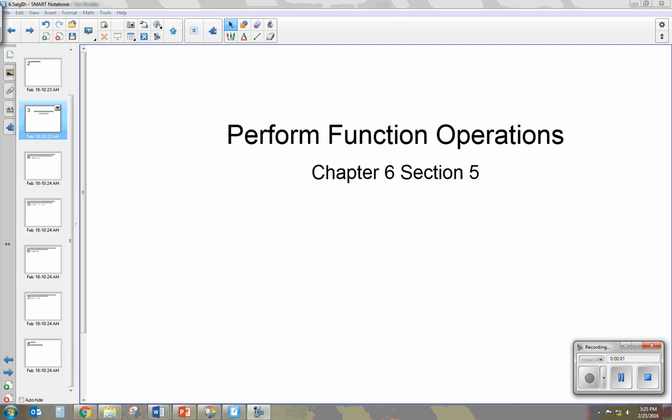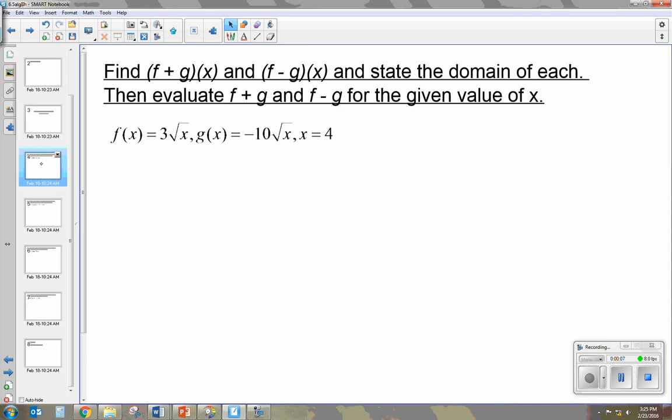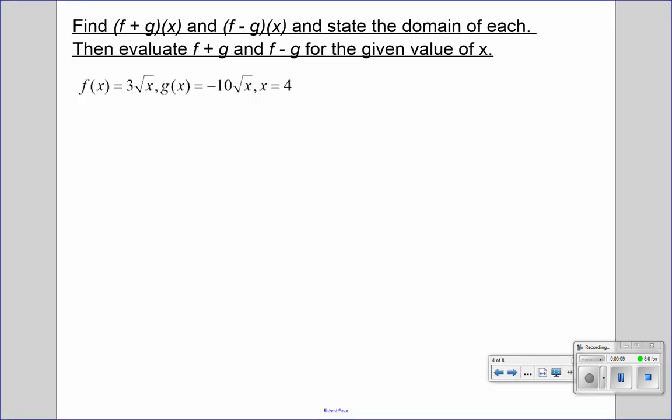Today I'm going to be talking about performing function operations. This is chapter 6, section 5. So let's read this first one. It says, find f plus g of x and f minus g of x and state the domain of each. Then evaluate f plus g and f minus g for the given value of x. So we're just going to perform these operations that it asks.